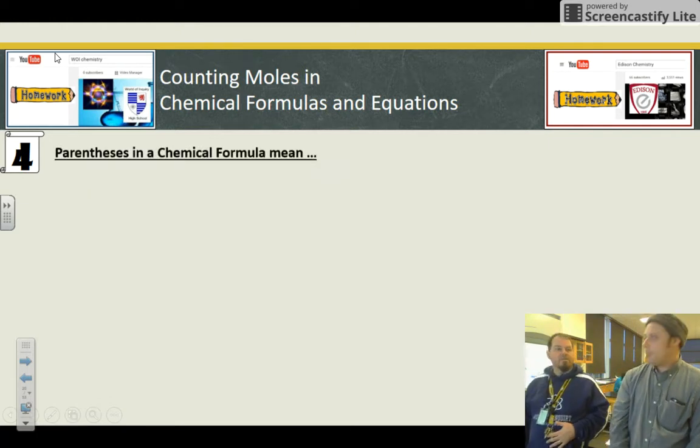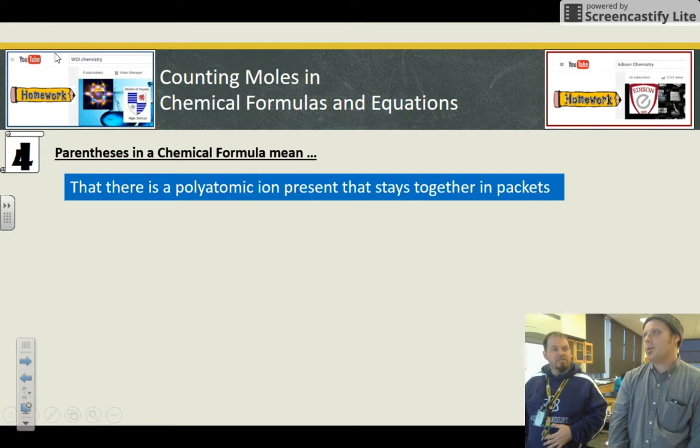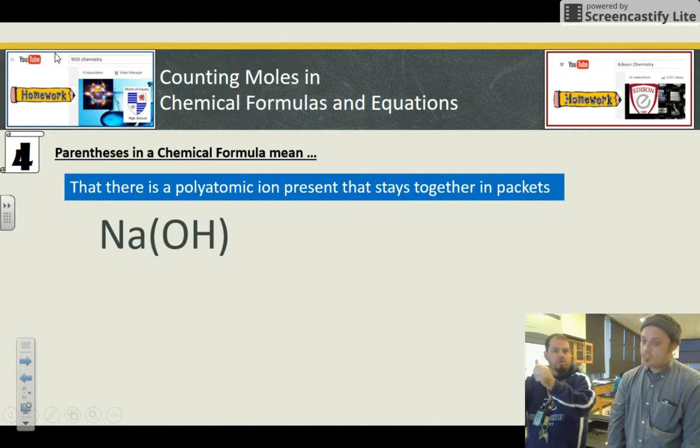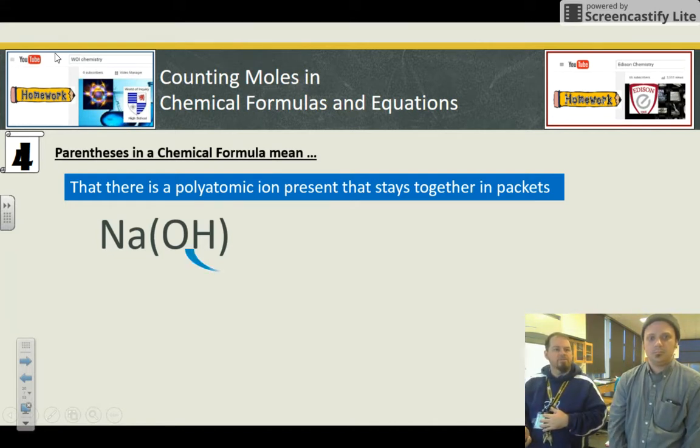Parentheses in a chemical formula mean that there's a polyatomic ion present that stays together in these little packets. It doesn't break up. If you remember the POGL from last unit, when you got to the water, it was a good example in the sim of something that didn't break up. It doesn't dissociate. So this OH is going to stay together.